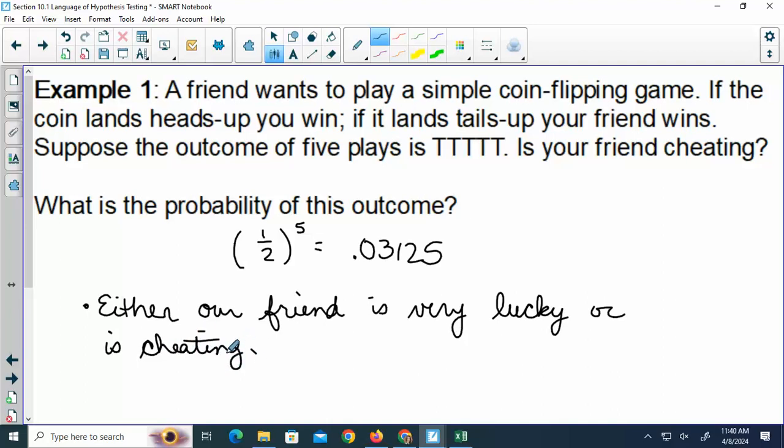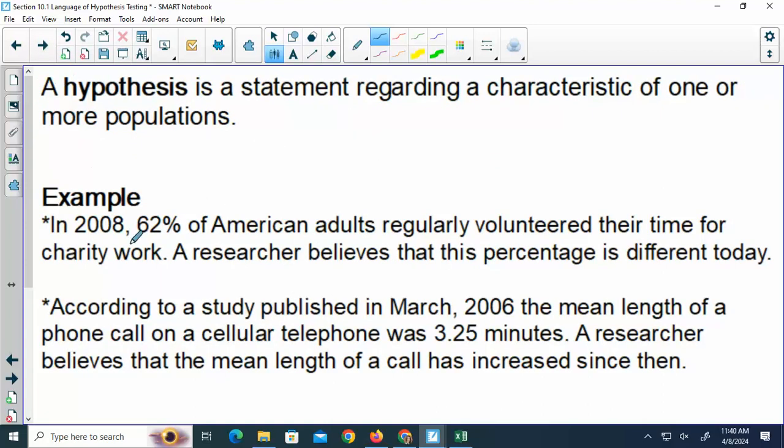So then we're kind of looking at in this, like, how do I decide? Is there a way I can decide if my friend is super lucky or if they're cheating in this scenario? So we are going to do what's called hypothesis testing. So a hypothesis is going to be a statement regarding a characteristic of our population. So it might be about the mean, it might be about a proportion or a probability. But most of the time our hypothesis is going to be that something equals something.